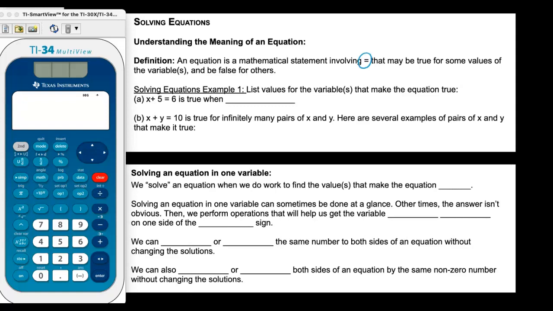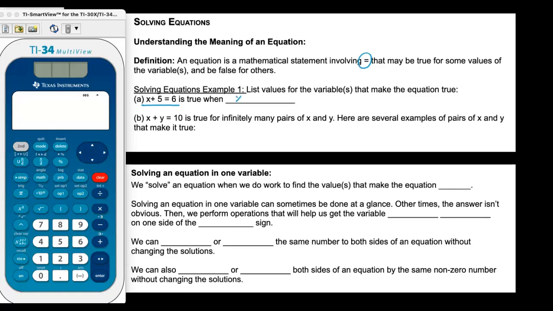For example, if you think of this equation, x plus 5 equals 6, when is that true? Well, first, it's an equation because we have that equal sign. So we have two expressions, x plus 5 and 6, that are equal to each other. So we call this an equation. When is this true? What could we plug in for x?